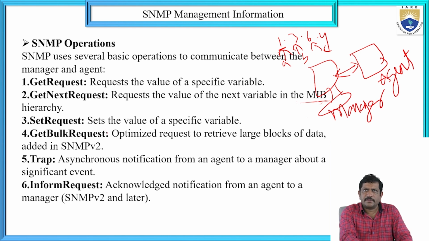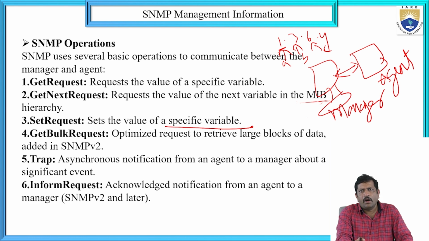Set request. Set request means it sets the value of specific variables. Whatever the specific variables we are using, now we are setting the values. Get bulk request. Bulk request means requesting a bulk amount of data, a bulk amount of packets, from one device to another device. So what is this get bulk request doing? It is optimizing the request.